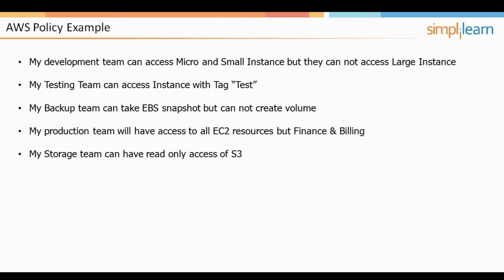If I have my backup team, they can take only backup part, but they cannot do any creation part. If there's a production team, they would have all access to EC2, but they do not have the finance and billing access. I don't want to show how much I'm spending on Amazon. It's my worry. If I have a storage team, they would be responsible for my Amazon internet-based storage called S3. So you can define all this kind of policy and permission which would entitle the user to access various kinds of resources at Amazon level.